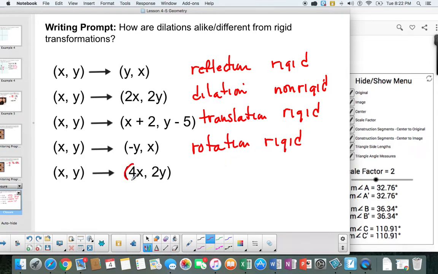Now this one, what's unusual about it is we're not multiplying the x and y by the same thing. So this is not a reflection, dilation, translation, rotation, so neither. And it's also non-rigid. And this is the end of the screencast.